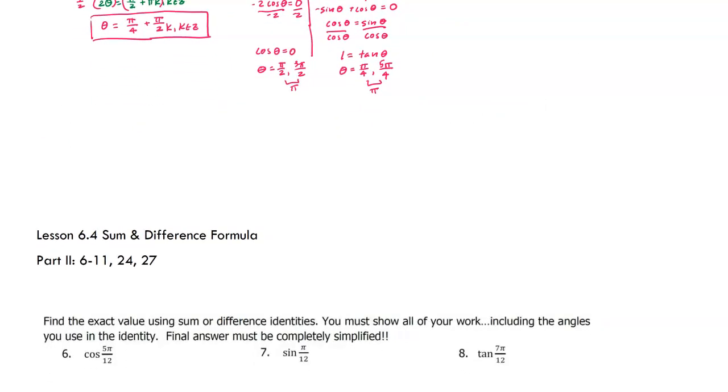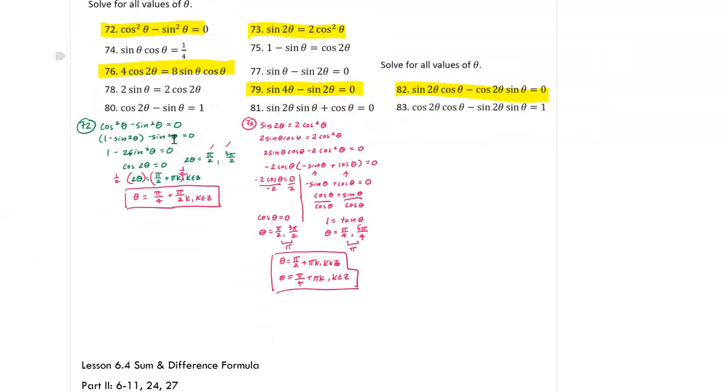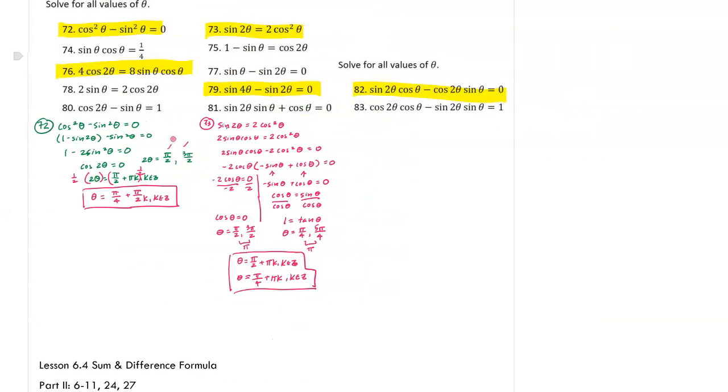Okay, and so theta equals pi halves plus pi k. K is an element of all integers. Theta equals pi over 4 plus pi k. K is an element of all integers. Okay, good job. Okay, so let's go ahead and do number 76.